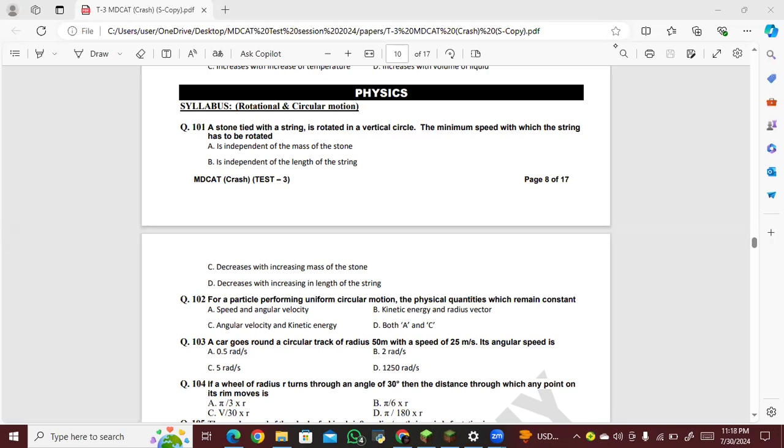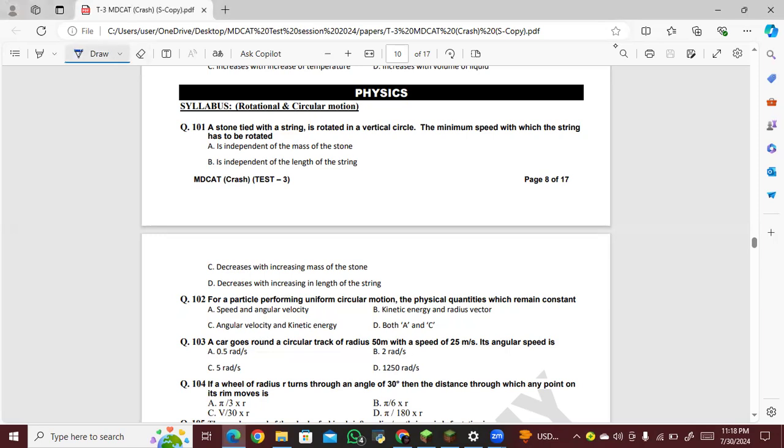Today we are going to discuss the third test of the MDCAT test series, and it is rotational and circular motion. The test code is T3, and in this unit we will discuss the MCQs of the topics angular displacement, angular velocity, angular acceleration, centripetal force, centripetal acceleration, real and apparent weight, and the most important, satellite motion. So let's start this topic.